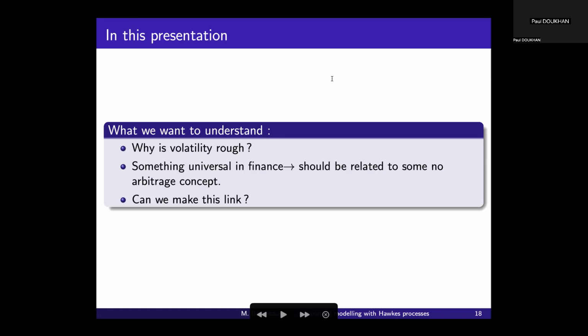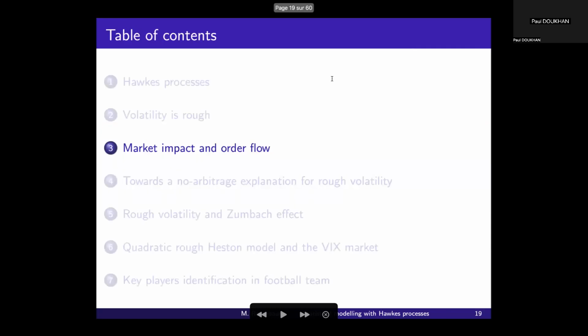So we want to try to understand why we always find this result. It has been found on more than 10,000 assets. And so we want to understand that. This is something that seems to be universal. So if you have something universal in finance, it should be kind of related to some no arbitrage concept. And this is what we're going to try to do with the Hawkes processes. So this is going to be my second part. Don't worry, I don't plan to talk about all this.